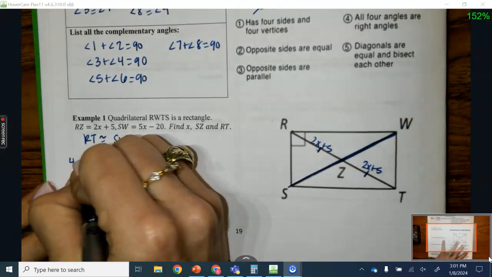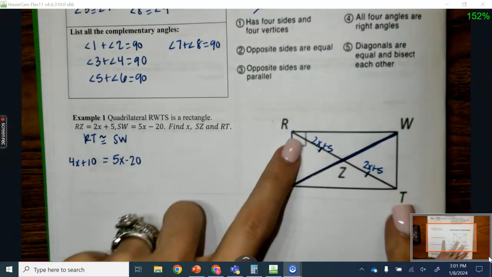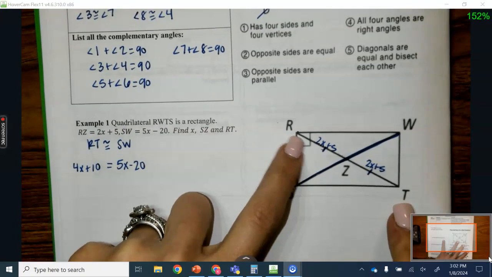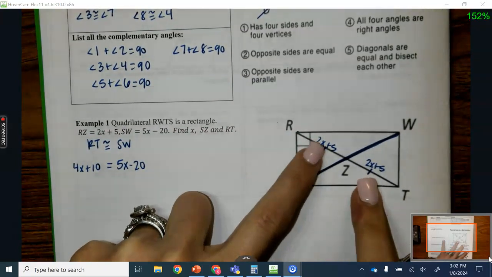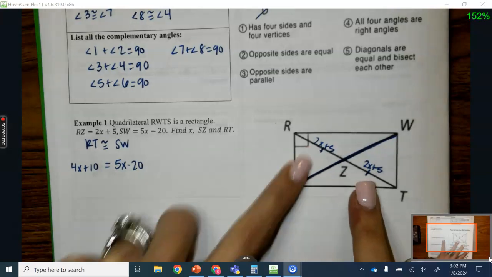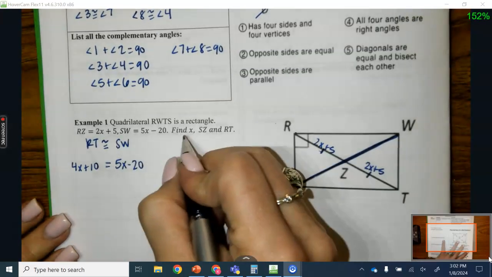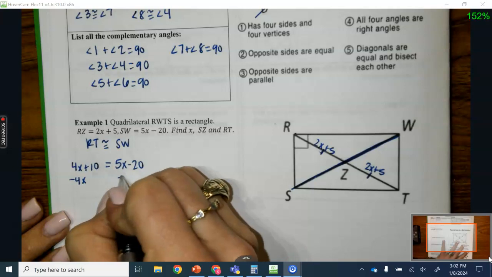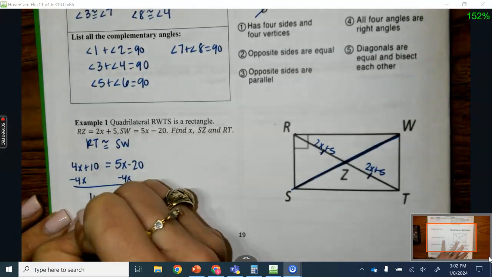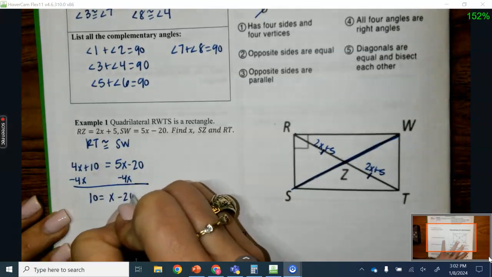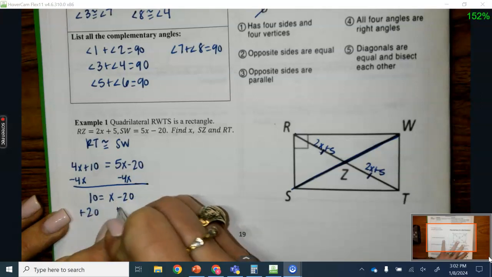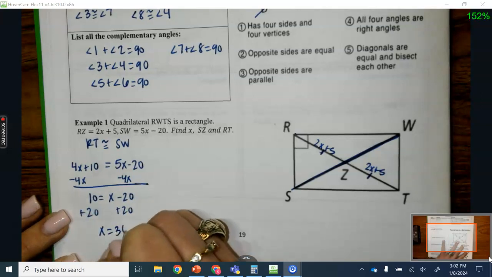Or 4x plus 10. So that's one way that I can name RT, by adding these two parts together, or just multiplying this by 2 because it's two equal parts. Now to solve for x, I would get my variables on one side. So 10 is equal to x minus 20, add over 20, x is equal to 30.